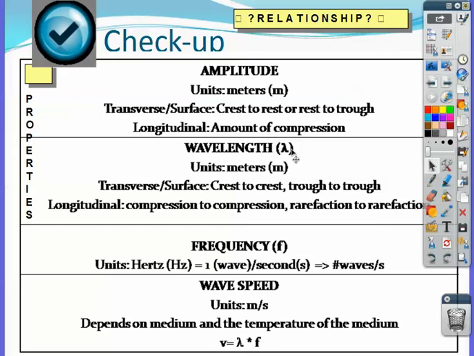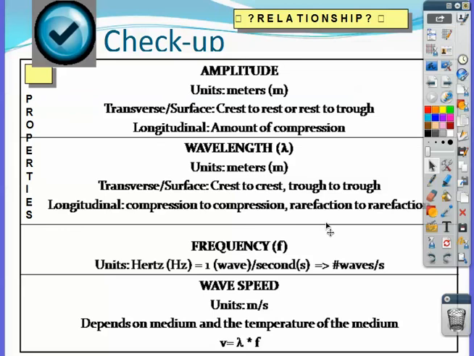Wavelength, which will show up as this Greek letter lambda, is measured in meters. In a transverse or surface wave, it's measured as crest to crest, or trough to trough. In a longitudinal wave, it would be compression to compression, or rarefaction to rarefaction. Frequency, which is measured in hertz, is the number of waves produced per second, where 1 wave per second is 1 hertz.